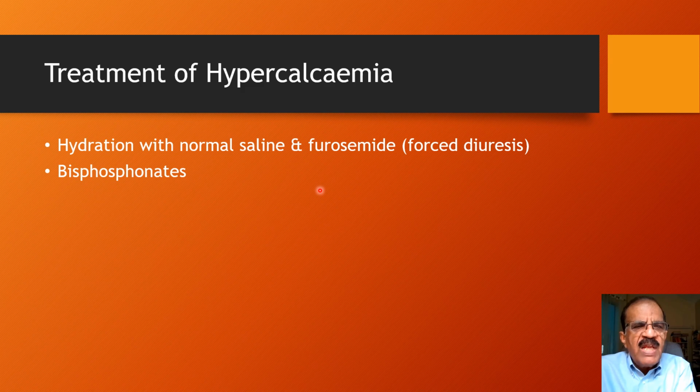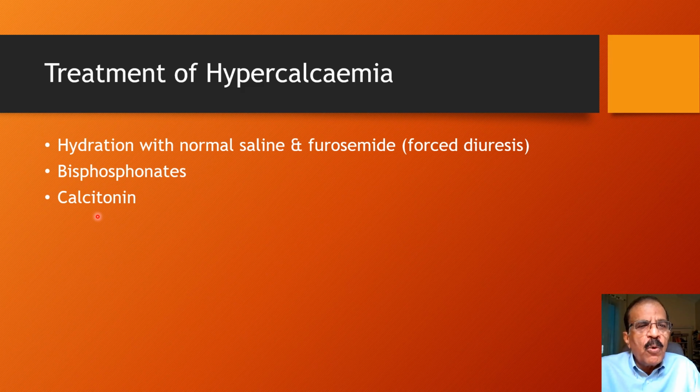Then bisphosphonates, because these are the substances which help calcium to go to the bone. They inhibit osteoclasts and they help calcium to go back to the bone. And calcitonin, again I discussed that calcitonin, if available in the form of injection, can be given.